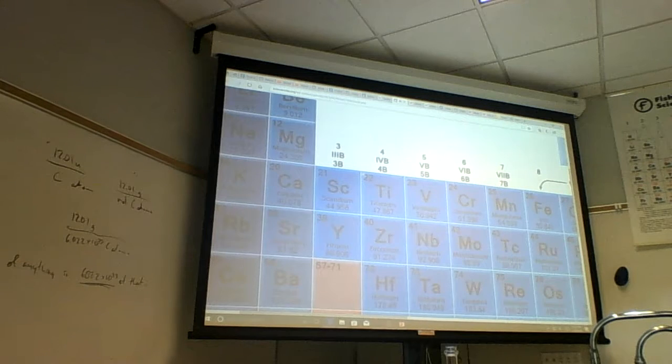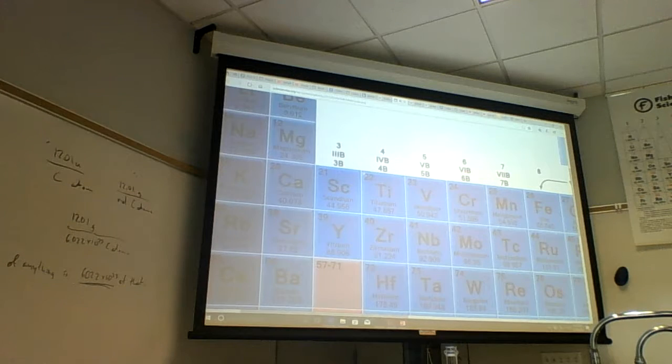Now, I'm not going to put the units because there are 2 units. When I see 40.08, I read it in 2 ways. It means 40.08 U per average calcium atom, or it means 40.08 grams per mole of average calcium atoms. And so I can use it either way, it doesn't matter.